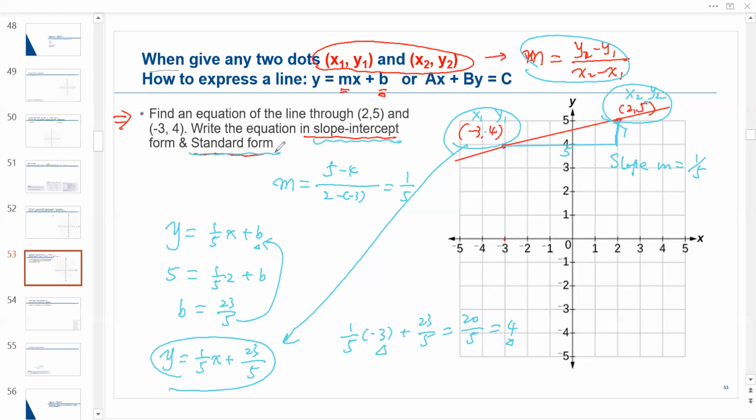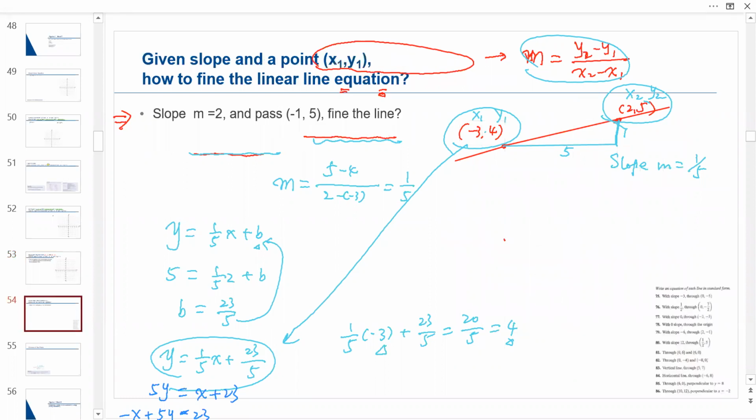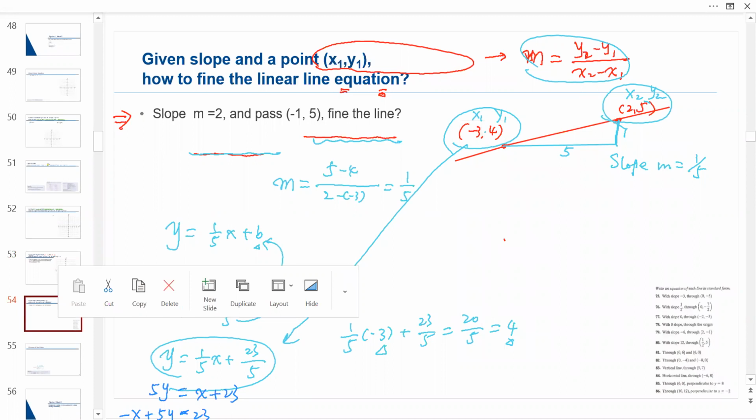How do we transfer to the standard format? Let's do it this way. Multiply both sides by 5, so 5Y equals X plus 23. Move X to the left, so -X plus 5Y equals 23. Right? That's the standard format. Any questions?